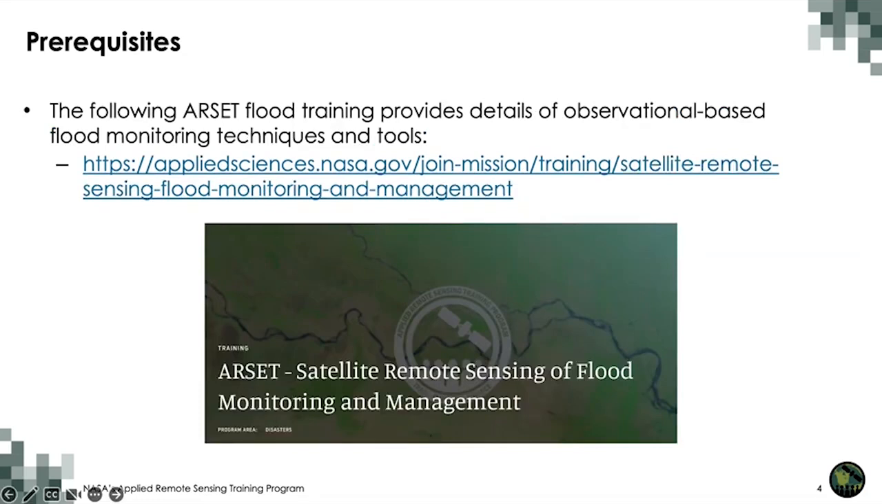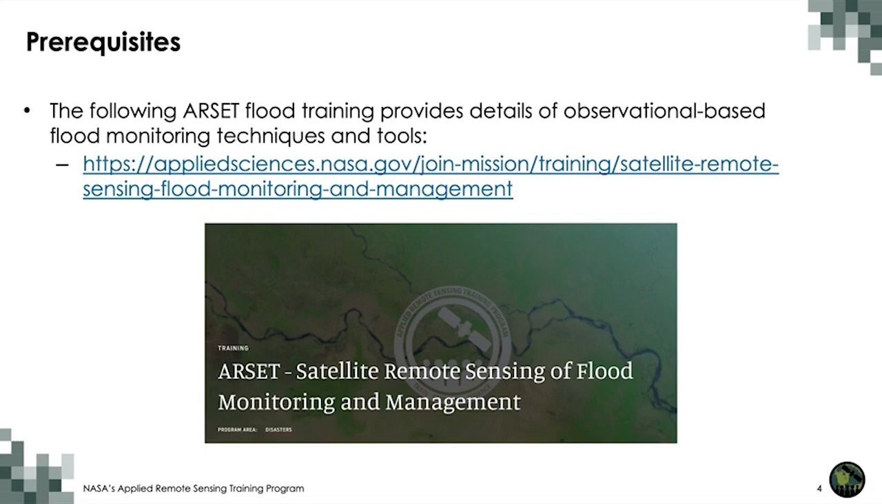More importantly, this link provides RSET advanced training that we conducted a couple of years ago, and that focused on observation-based flood monitoring techniques and tools. So some of the tools that we will mention here are described in detail in this advanced training. Not only that, there are some hands-on case studies that you can work through to use these flood monitoring tools. So we will not go through details of those flood tools.